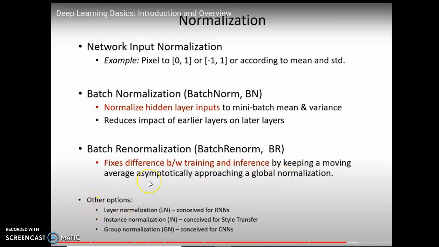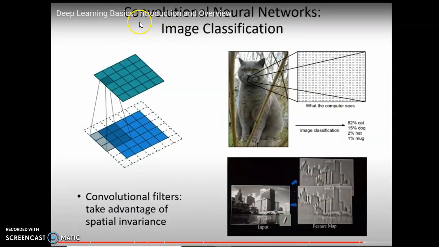Other options: layer normalization, LN, conceived for RNNs. Instance normalization, IN, conceived for style transfer. Group normalization, GN, conceived for CNNs.